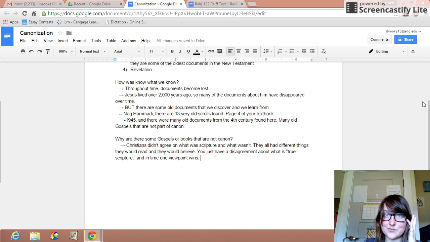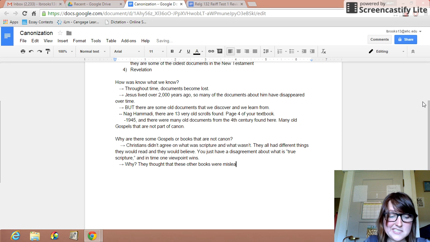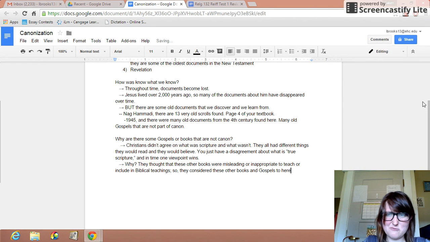And the people who thought that the 4 Gospels we have now, Matthew, Mark, Luke, and John, are scripture, clearly didn't think these other Gospels were scripture. Why? They thought that these other books were misleading or inappropriate to teach or include in biblical teachings. So they considered these other books and Gospels to sometimes even be heresy. They thought some of them were heretical, and they didn't agree with them. And so, of course, if you don't agree with something and you think it's offensive to your religious viewpoints, you're not going to include it in your reading list. And that's exactly what happened here.